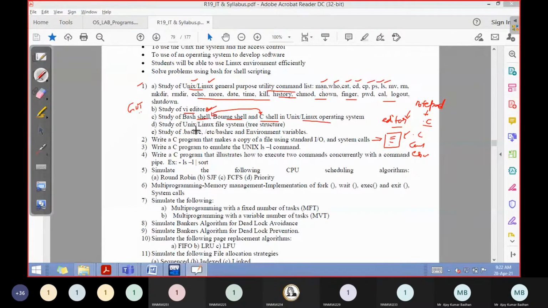And then we'll discuss the study of the Unix or Linux file system. So how is it arranged? Not only Linux, even your Windows is systematically organized in the format of a tree structure. As I told you, you might have created a folder called movie, and this folder you have categorized based on a specification, that is nothing but language.